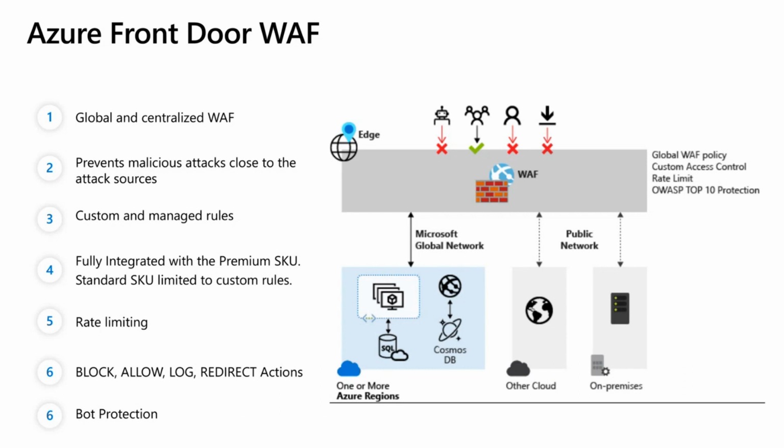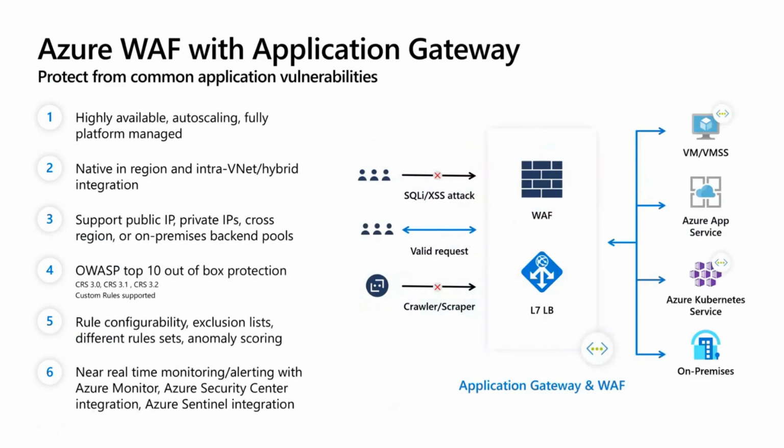You can also have custom rules. Now all the managed rules are running out of the box. Custom rules are when you want specific requirements based on the logs you see or based on the applications you have. You can configure those. So Azure Front Door has two SKUs. Premium SKU is the one that has full WAF. Standard can only do custom rules. And then there's the ability to do rate limiting. The actions it can do are block, allow, log, or redirect traffic. And we'll look at this when we do a demo. So while I'm going fast, it is covered in the demo.